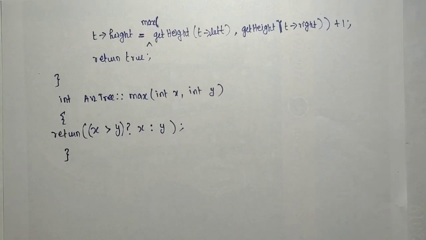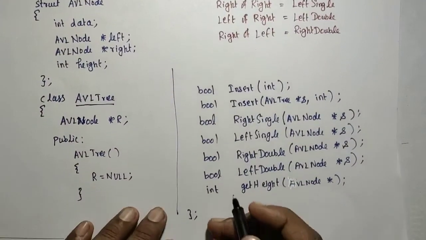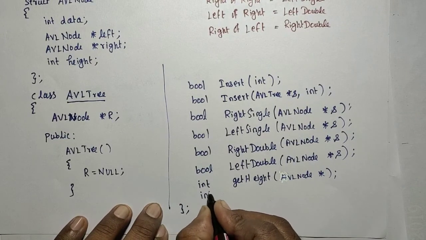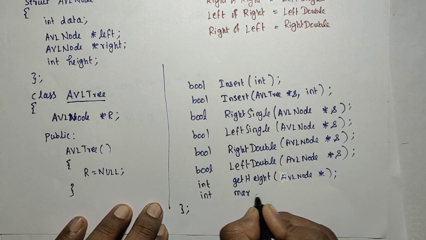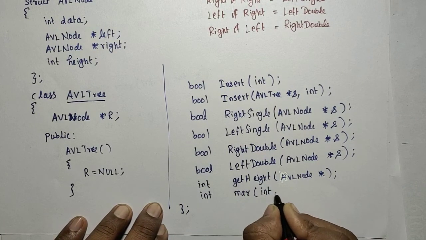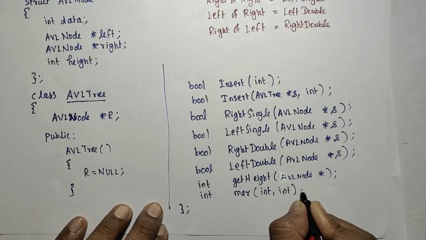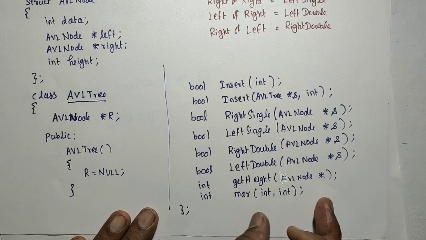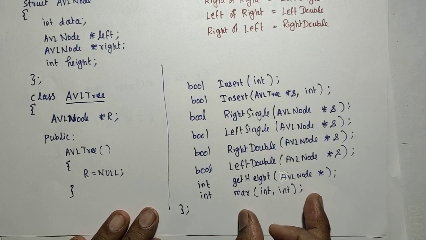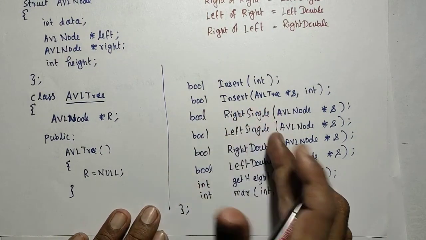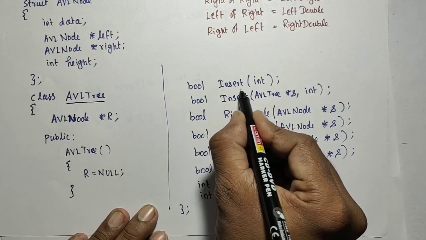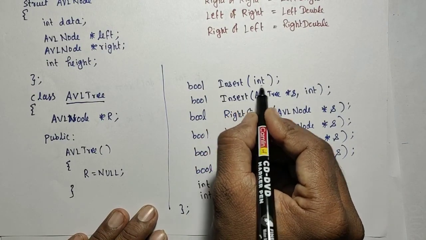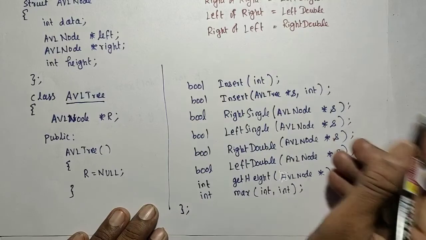This prototype needs to be added on this one: int max of int comma int. Just add the display function yourself and try to display the content after inserting the element. From the main you need to call only this insert. This insert function will recursively call this insert function from the root, like this.